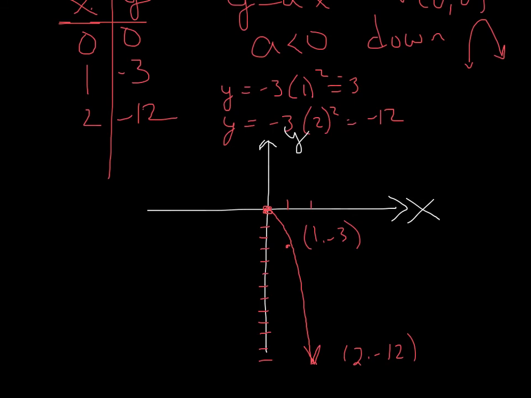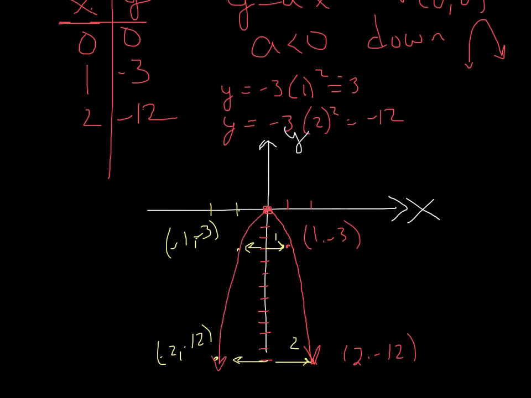Now, if I use this idea of symmetry, since I know I have a point that's 1 unit to the right, I'll have a matching point 1 unit to the left. I've got this point down here that was 2 units to the right, so I'd have a matching point over here 2 units to the left. So I'd also have the point negative 1, negative 3, and I would also have the point negative 2, negative 12, which would allow me to sketch in the other half of my parabola.